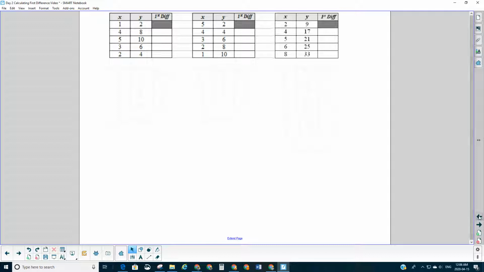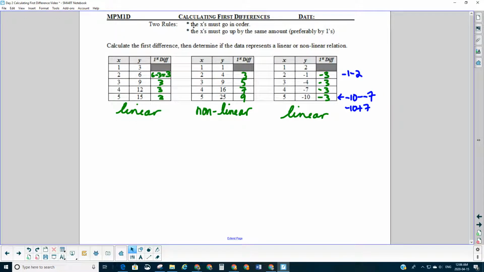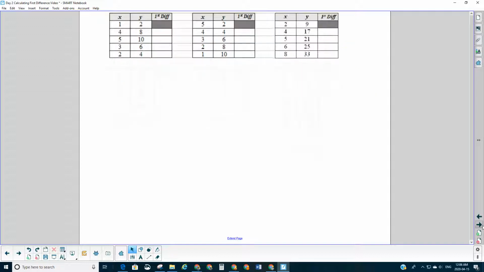So we think of our first rule, and our first rule is the x's must go in order. Otherwise, you can't tell first differences. So for these ones, we're going to have to reorganize this table. Okay? So underneath it, I'm going to make a little table. Now, on the worksheet, the table's drawn for you. But I'm going to draw a table, and it goes 1, 2, 3, 4, 5. I'm going to put these in order.